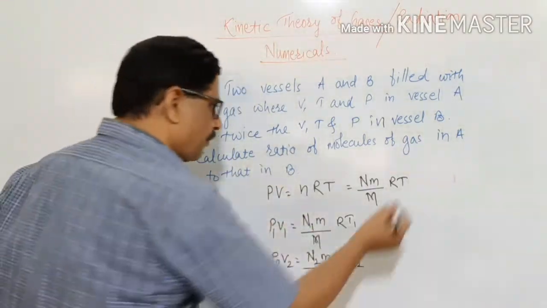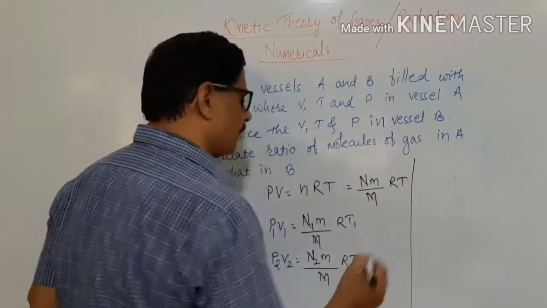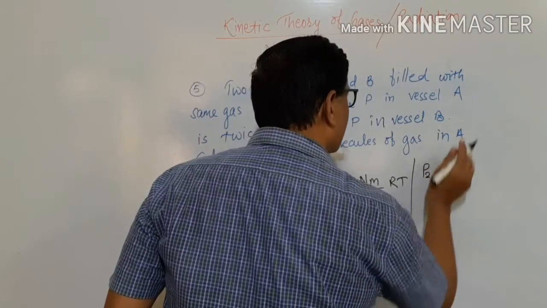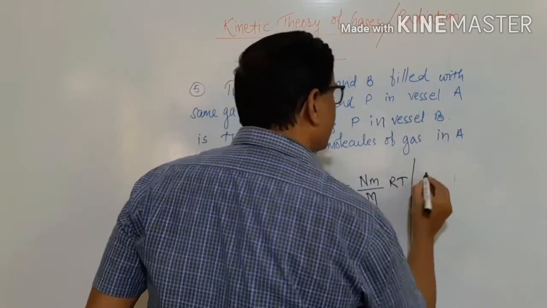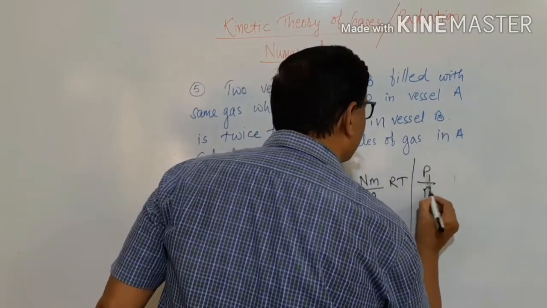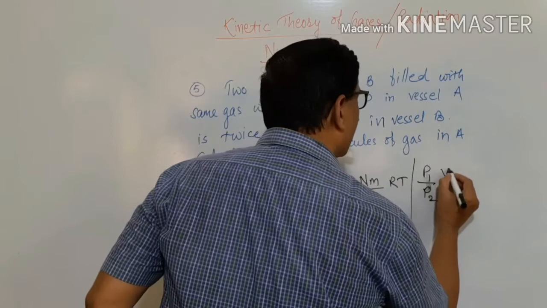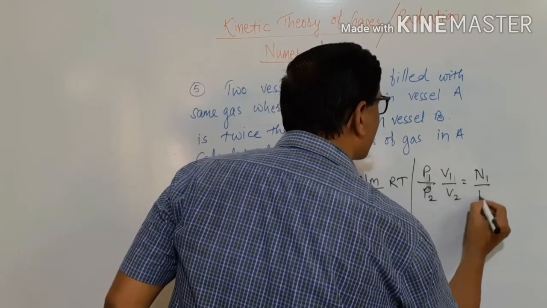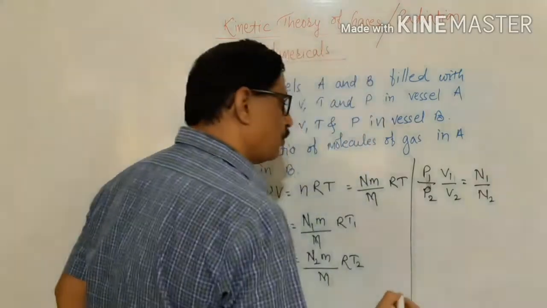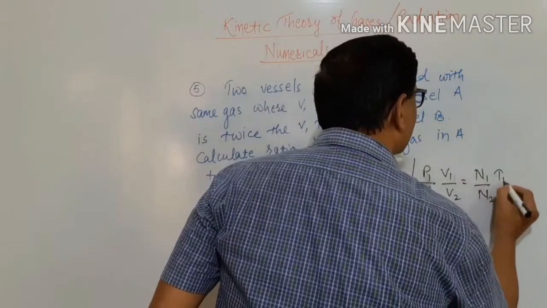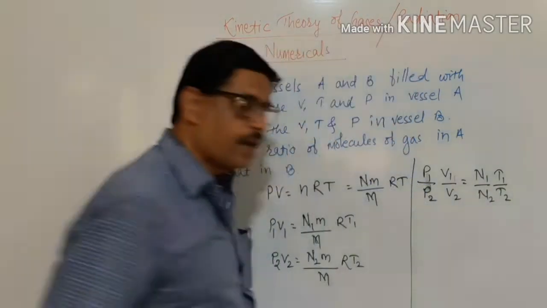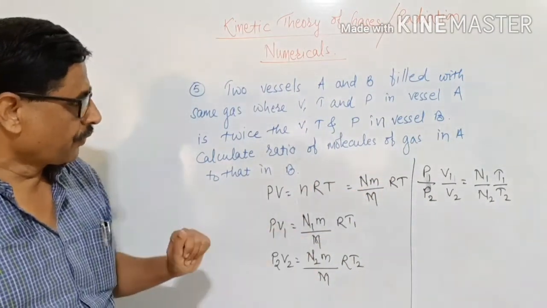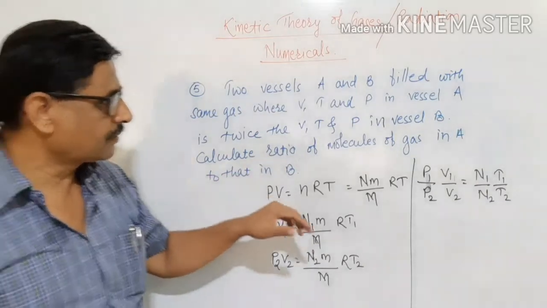With this we are going to write this as P1 upon P2, thereafter V1 upon V2, is equal to the number of molecules N1 upon N2, then temperature T1 upon T2. We will write this like this. With this, what will you get?